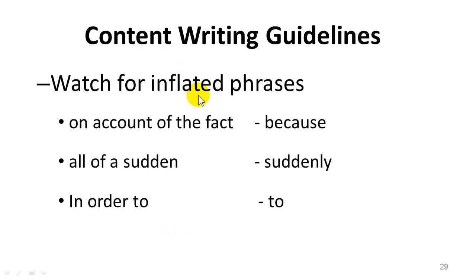Inflated phrases, not considered a good idea. On account of the fact, we can simply use because. All of a sudden, we can simply use suddenly. In order to, we can simply just say to. Here again, we can reduce the number of words by 50%. It's easier for the user. It keeps the user's attention.